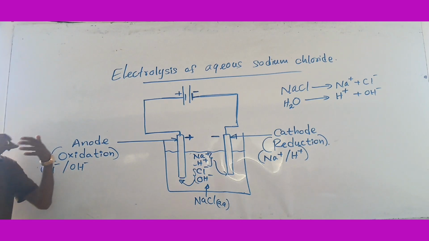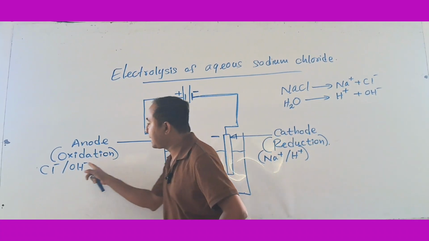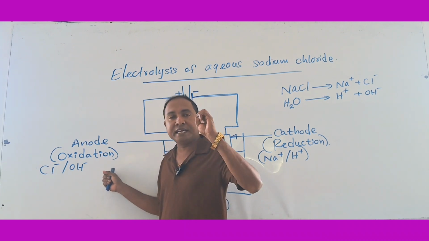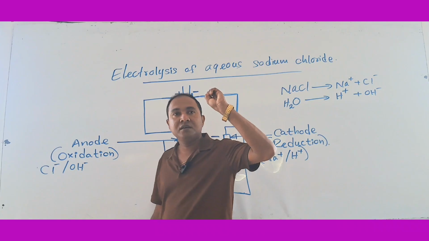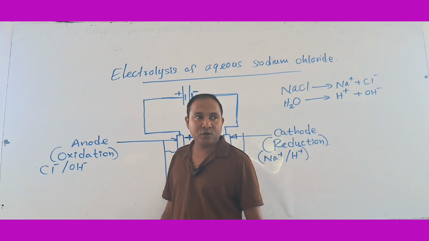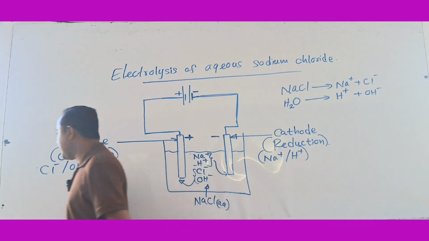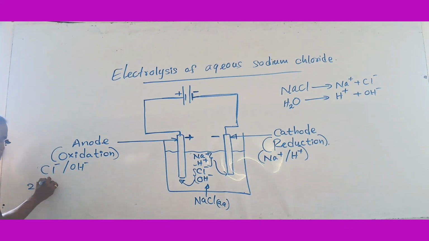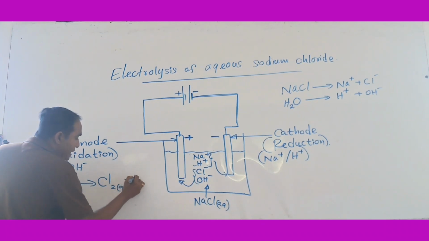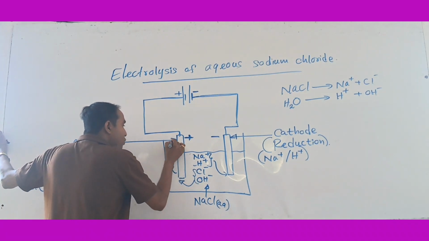There are two species that can be oxidized. Oxidation means removing electrons. The two species that can lose electrons are chloride and hydroxide. Which is subjected to oxidation, hydroxide or chloride? Chloride has more tendency to oxidize than hydroxide. Therefore, two chloride ions remove two electrons and form chlorine gas.